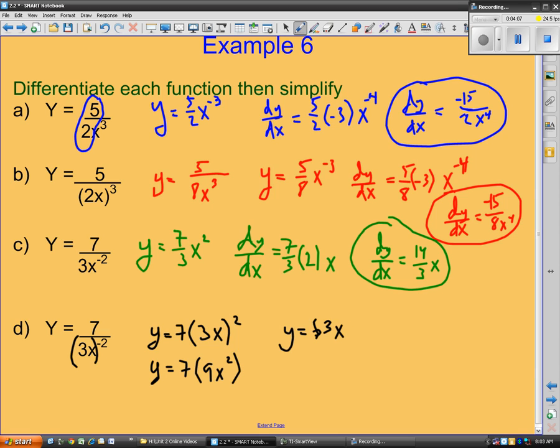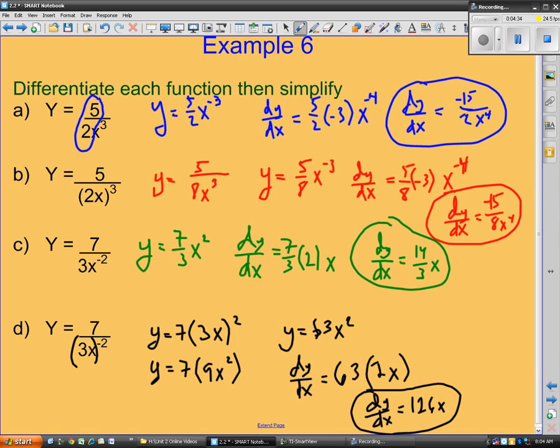And now I can go ahead and differentiate, and so dy dx will equal 63 times 2x, and the power got reduced by 1, and so then 63 times 2 is 126. So final answer is dy dx equals 126x. And so that's what we're looking for on that one. So that's what we're doing when we're differentiating. Rewriting them could be very helpful.